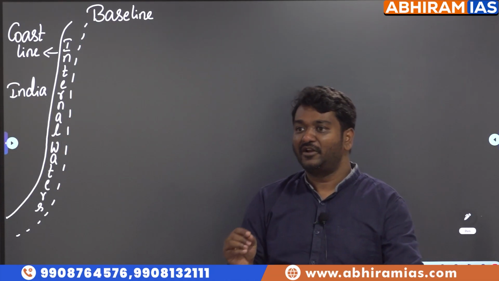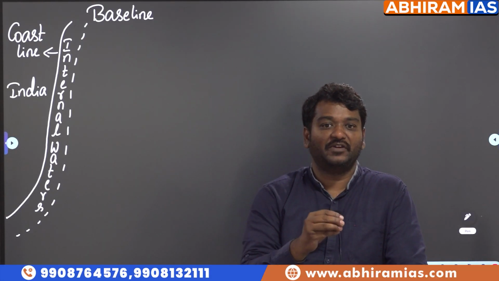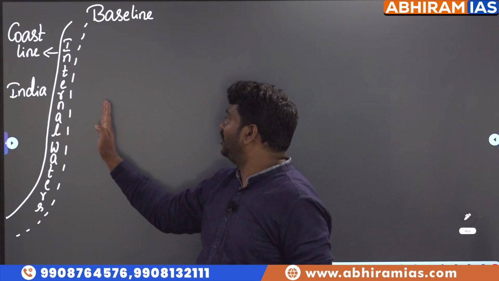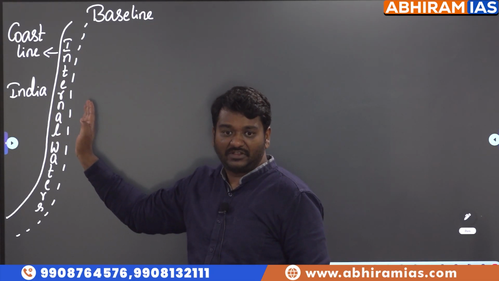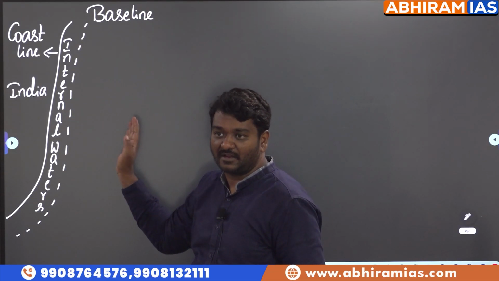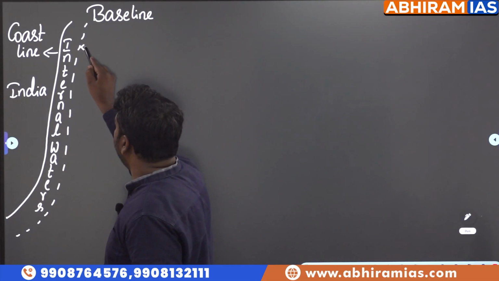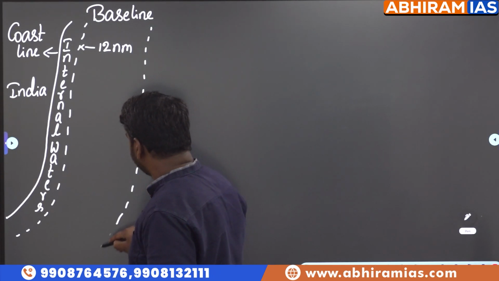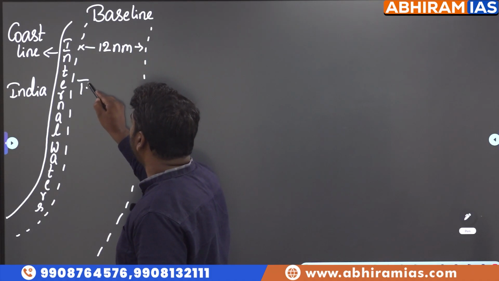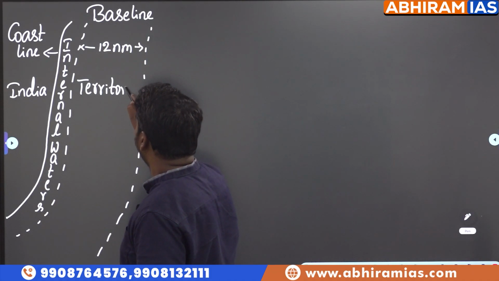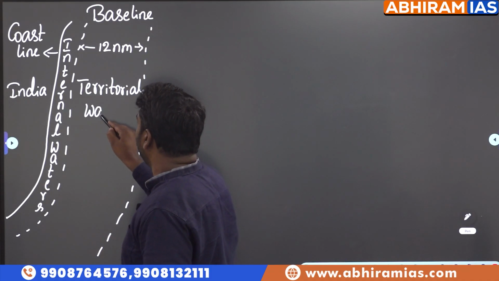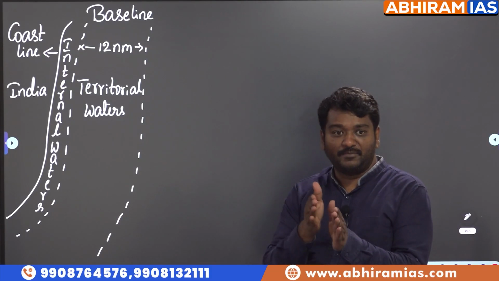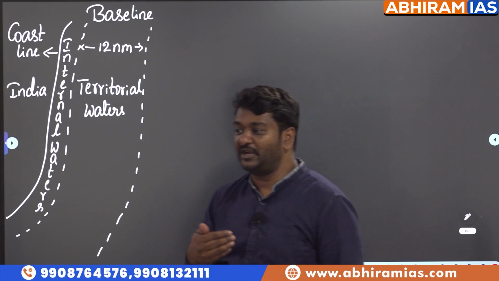Okay. What is internal water? This area is not given for calculation. Whenever I say 12 nautical miles is mine, I will not consider internal waters. Without internal waters, we will be giving this area. Now, from this area, 12 nautical miles if we take, it is called territorial waters. Please understand this. 12 nautical miles from the baseline is called territorial water.